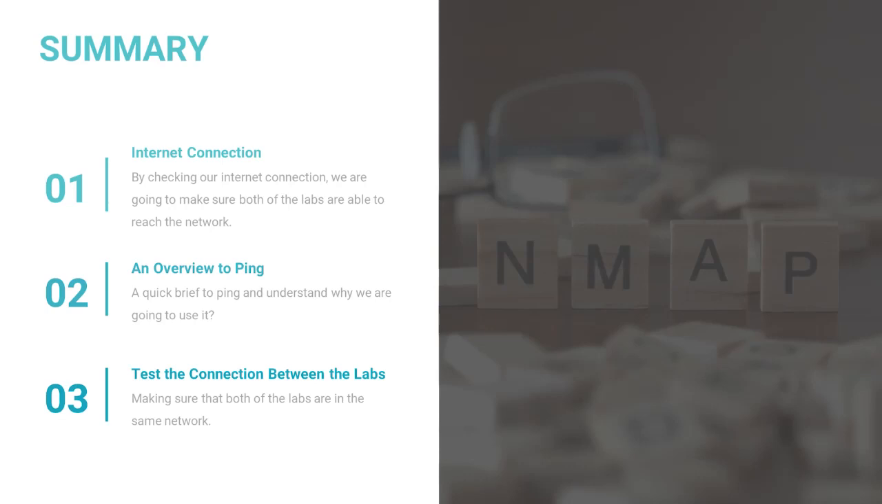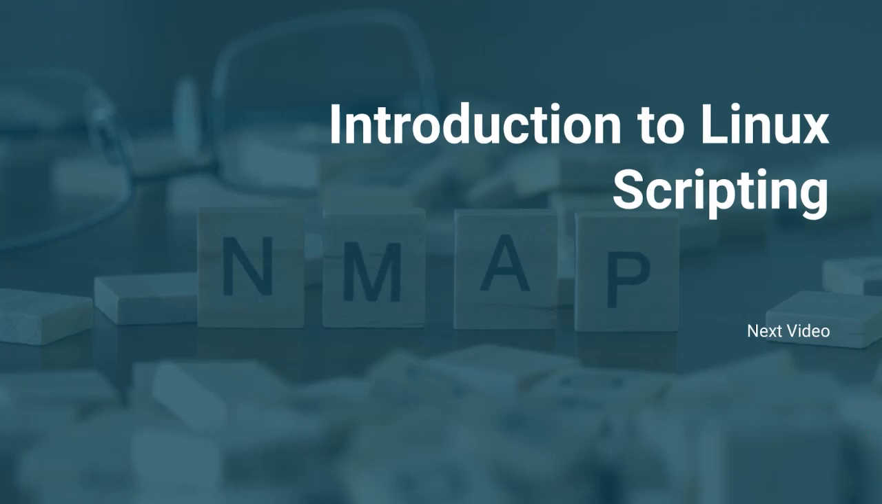So now let's have a quick brief on the video summary. The first one is the internet connection. By checking our internet connection, we made sure both of our labs are able to reach a network. And then we had a quick brief on ping, what it is and how it works. And for the last step, we tested our connection between the labs and made sure everything's set and they're in the same network. In the next video, we're going to talk about an introduction to Linux scripting.